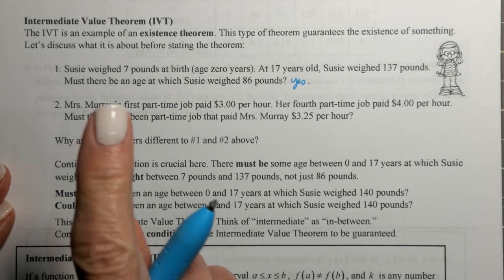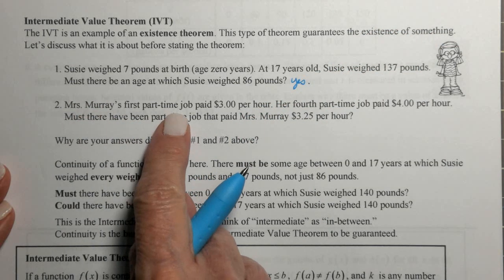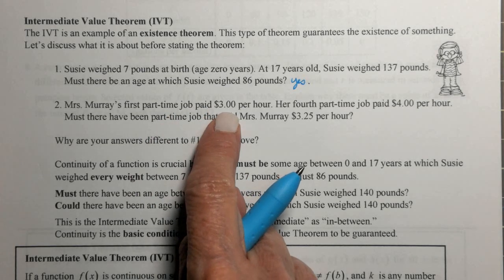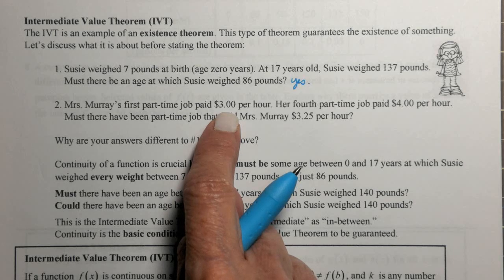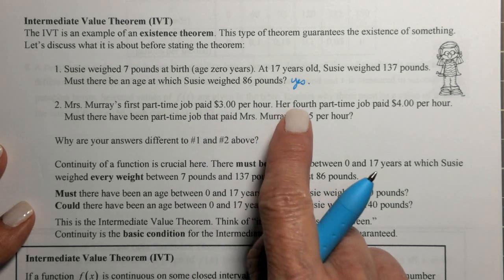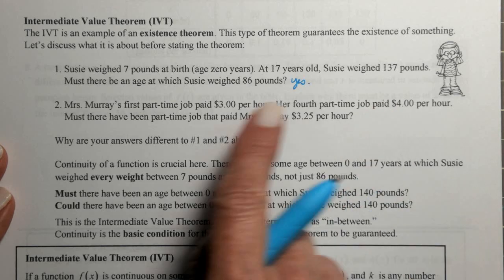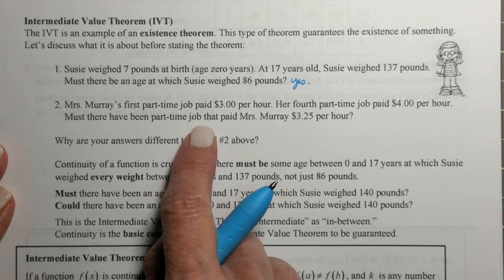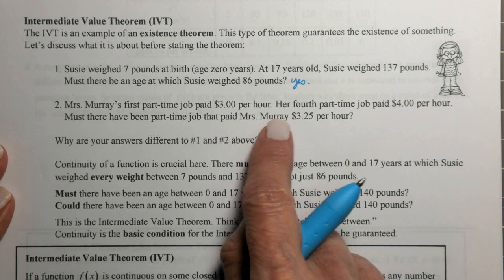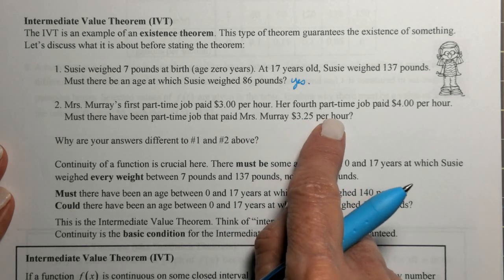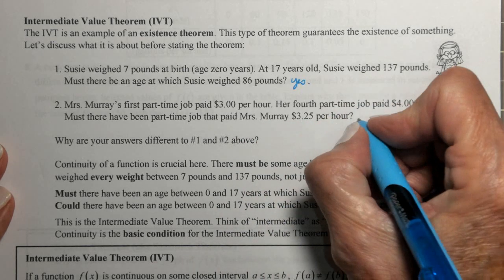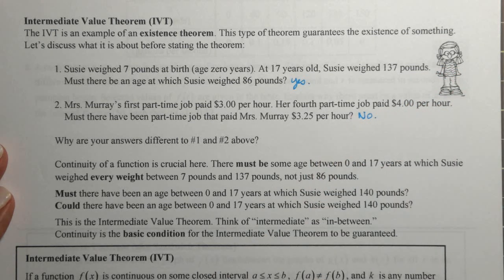My first part-time job paid $3 an hour. I am making that up. I don't remember what my first part-time job paid. I think it was less than $3 an hour though, but for our purposes here, I was paid $3 an hour. Her 4th part-time job paid $4 an hour. Must there have been a part-time job that paid me $3.25 per hour? No. And in class, we would talk about why not.